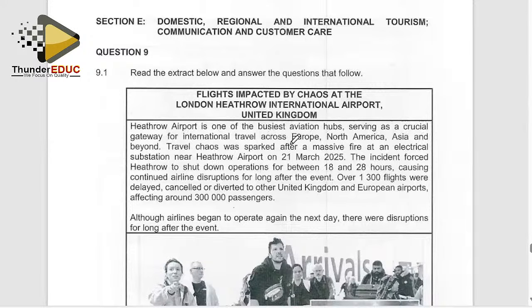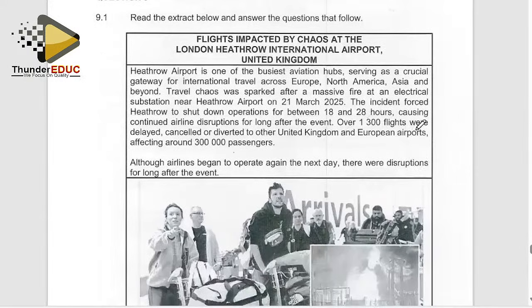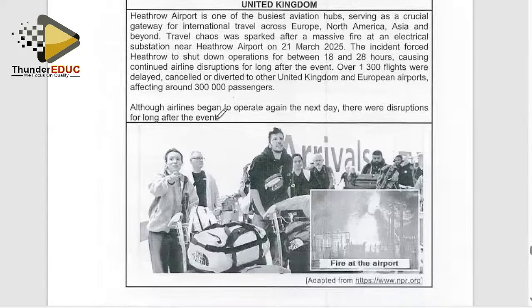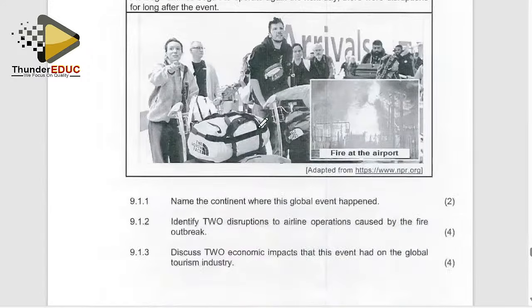Travel chaos was sparked after a massive fire at an electrical substation near Heathrow Airport on the 21st of March 2025. The incident forced Heathrow to shut down operations for between 18 and 28 hours, causing continued airline disruptions for long after the event. Over 1,500 flights were delayed, cancelled, or diverted to other UK and European airports, affecting around 300,000 passengers. Although airlines began to operate again the next day, there were disruptions for long after the event.